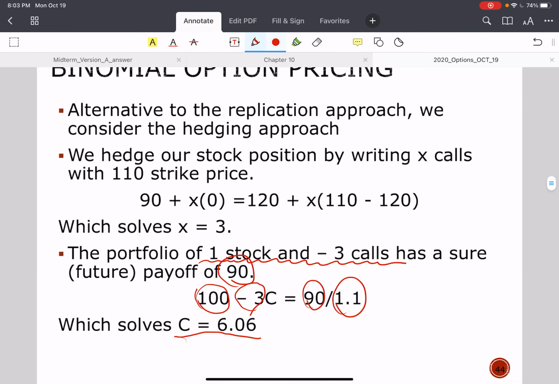Why is that the case? Well, think about this. If you're the call seller, when will you have a loss? Well, it's when the stock price increases, right? Because when the stock price increases, the call option buyer will exercise the call, and you will have to sell the stock at a price lower than the market price to the option buyer.